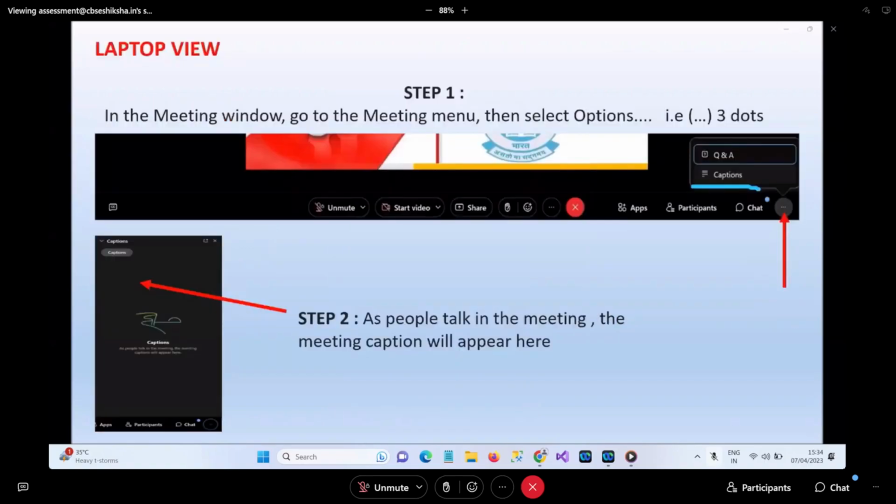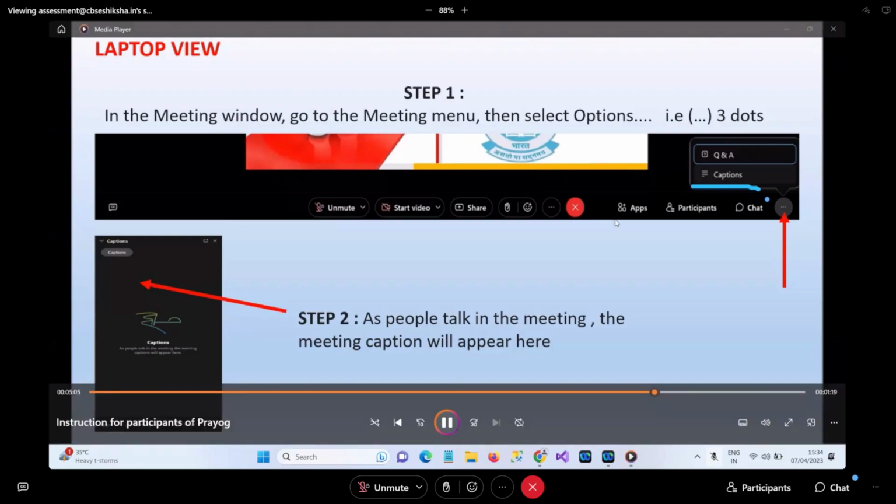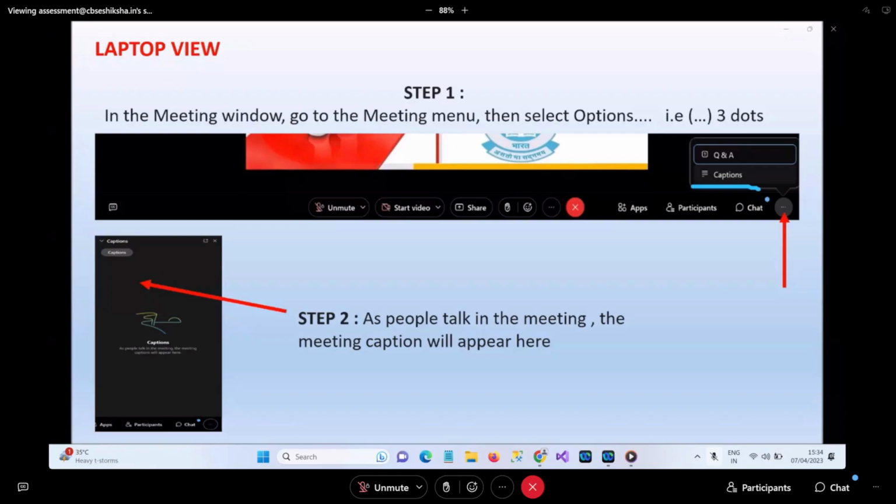If it is laptop view, follow these steps. Step 1. In the meeting window, go to the meeting menu, then select options, that is the 3 dots. Step 2. As people talk in the meeting, caption will appear here.